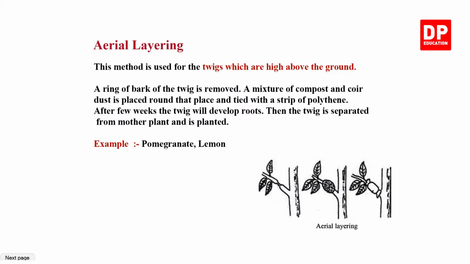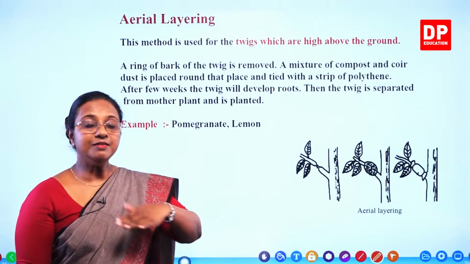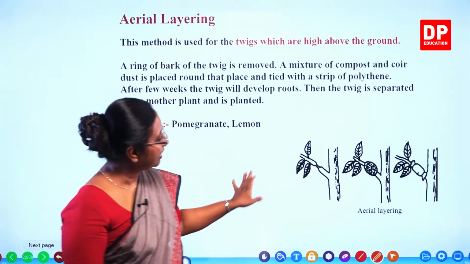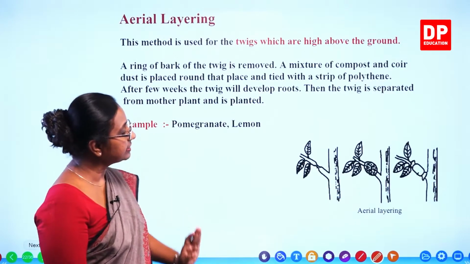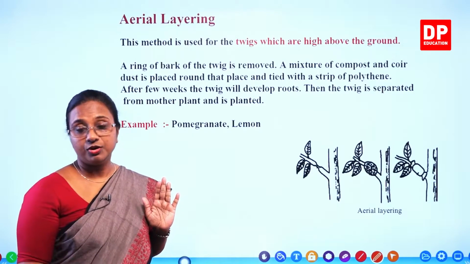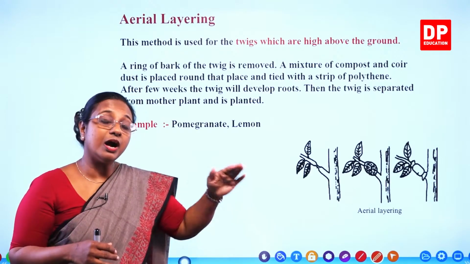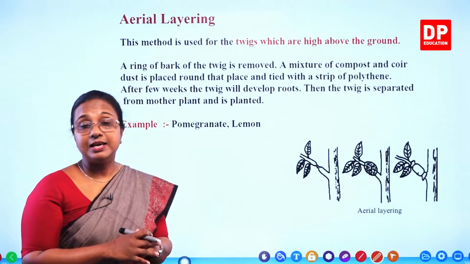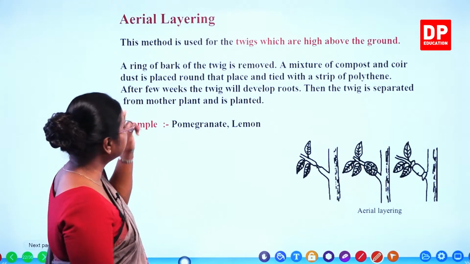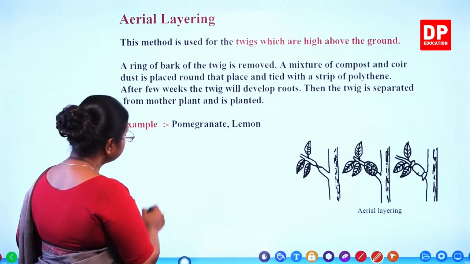So aerial layering. As I told you all, if the twig is closer to the ground level, we can go for the ground layering. But here you can see the twig is somewhat above the ground. So, it's at a higher level. Then you can't bend the twig and do the layering process. Then we go for the aerial layering. So, this is what we do.